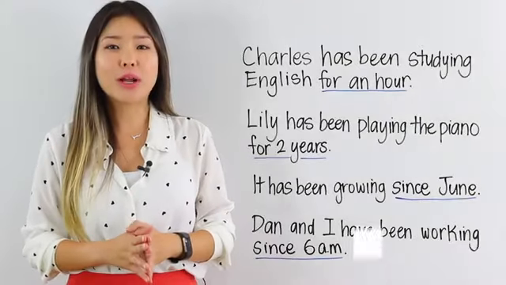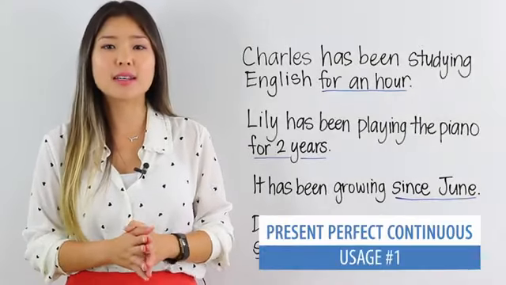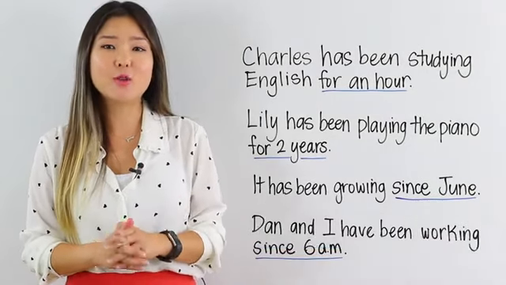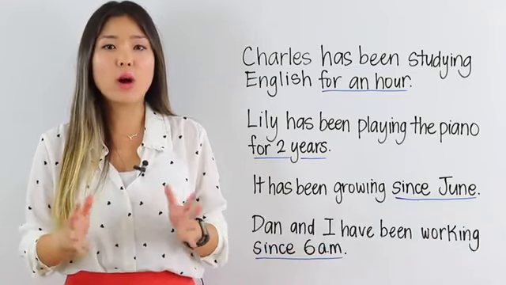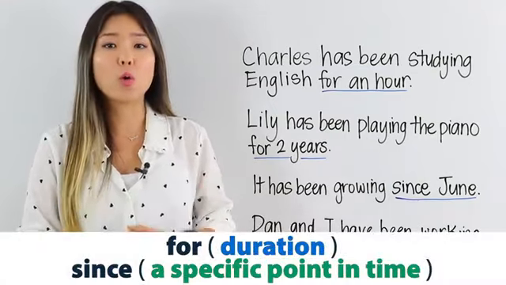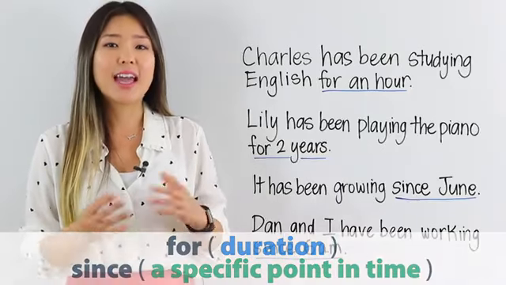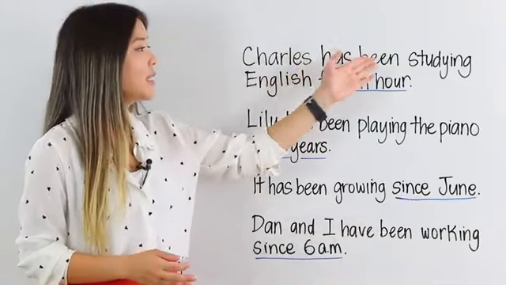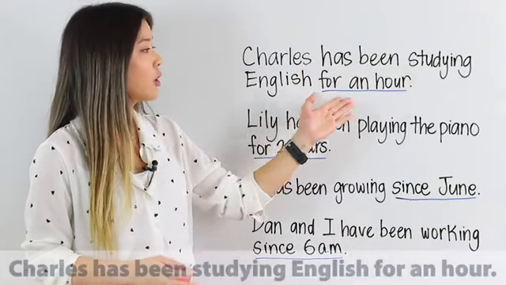You can use the present perfect continuous tense to talk about an action that started in the past and continues in the present. We want to emphasize duration, and you can do that by using for or since in your sentence. Let's take a look at some examples. Charles has been studying English for an hour.